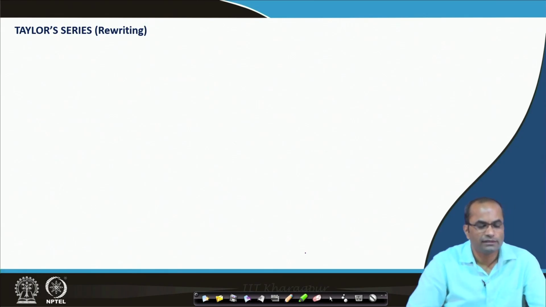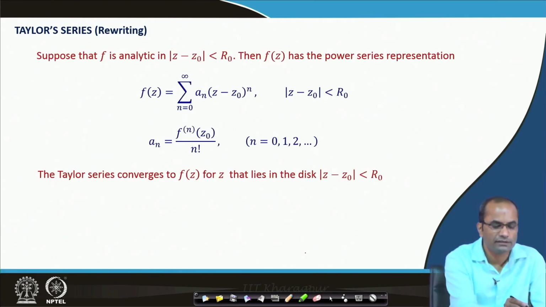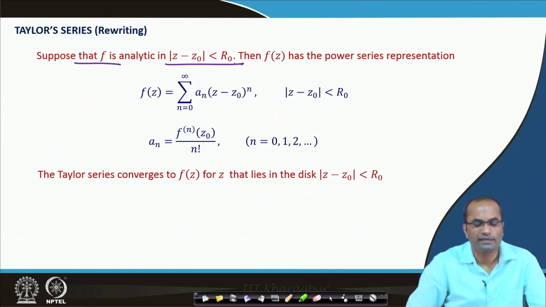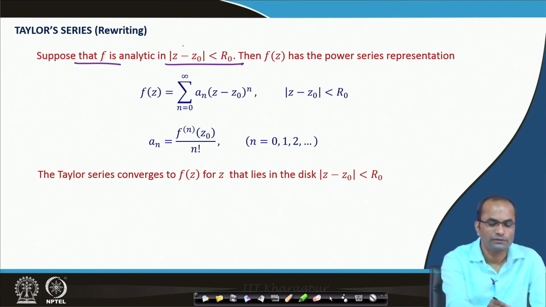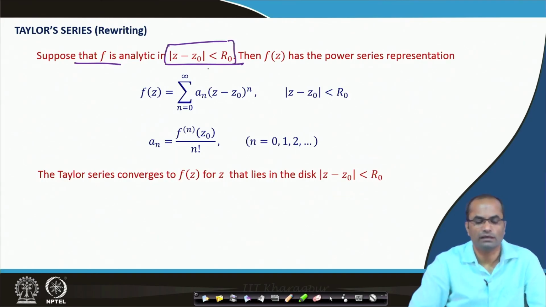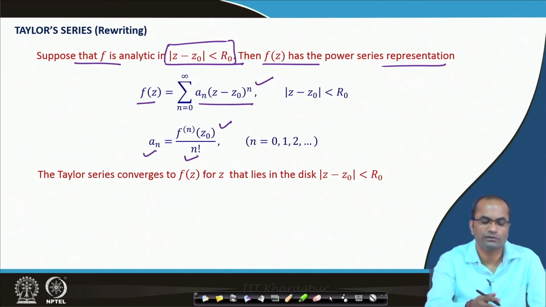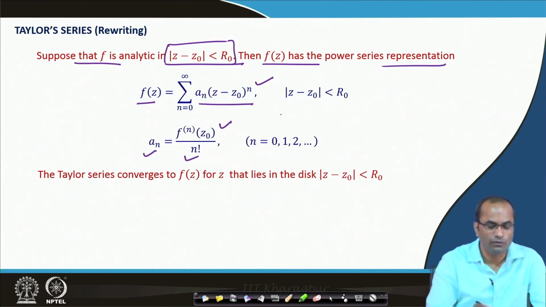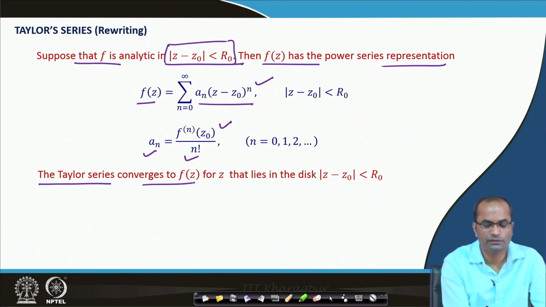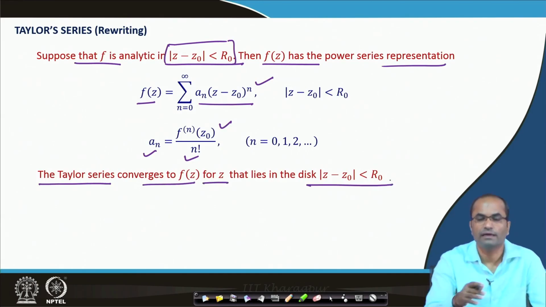We can also rewrite this Taylor series, as you will find in some literature in this way: suppose f is analytic in the disk |z minus z0| less than r0, with radius r0, and then f(z) has the power series representation. So, f(z) we can write as the sum of a_n times (z minus z0) to the power n, and then a_n we define as the nth order derivative at z0 divided by factorial n. It is the same series that we have seen on the previous slide, just written in a slightly different form. And the Taylor series converges to f(z) for z that lies inside the disk |z minus z0| less than r0.